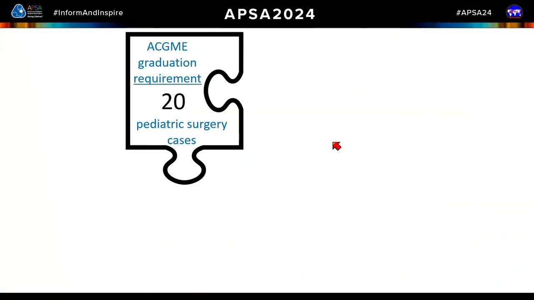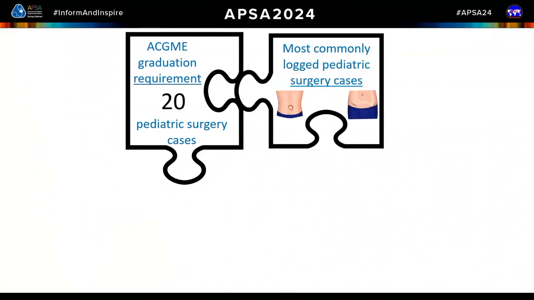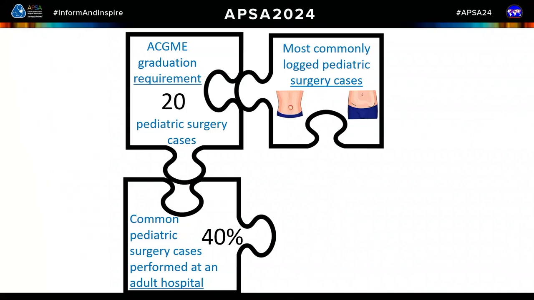So only 20 pediatric surgery cases are actually required for general surgery residents to graduate from residency. And this number has remained constant for over a decade. According to the ACGME, the most commonly logged pediatric surgery cases are umbilical and inguinal hernias. And while pediatric surgery is a very specialized field, and many general surgeons never encounter it in practice, we have previous work that has suggested that up to 40% of common pediatric surgery procedures are actually performed at an adult hospital, and this is potentially by a non-fellowship trained general surgeon.